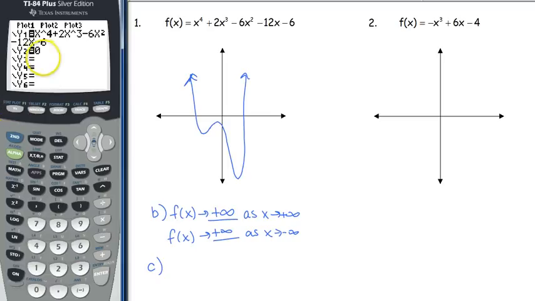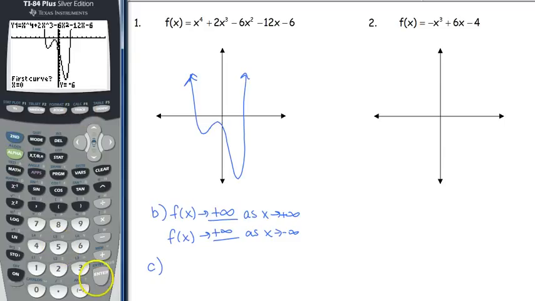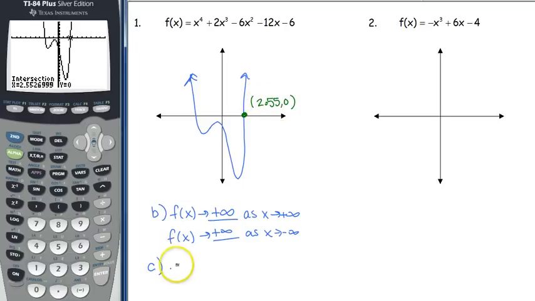Part C is find the x-intercepts. Now we double check, we make sure that we still have that 0 and y2. We want to find our intersection points. First curve, enter, second curve, enter, third, enter. And we're going to go ahead and make sure that we label that on our graph. So our first x-intercept is at 2.55, comma 0.